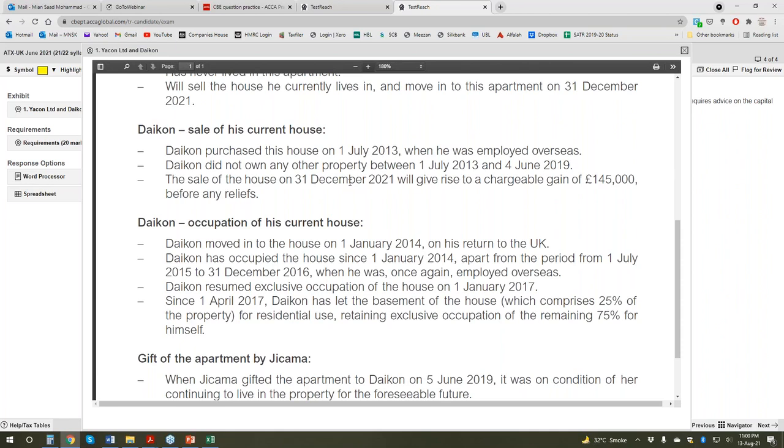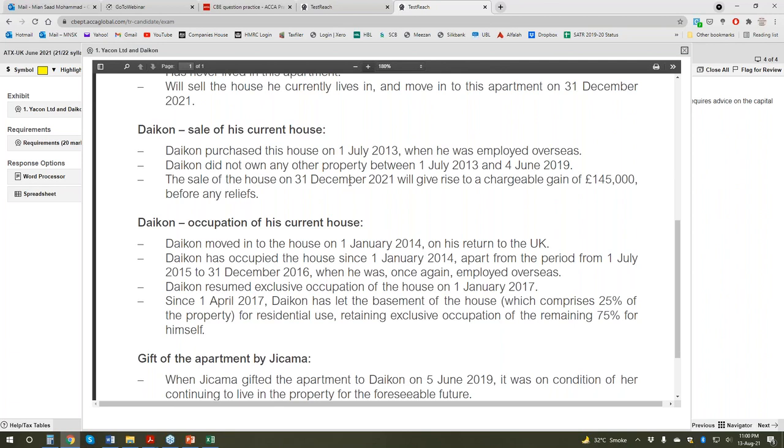D resumed exclusive occupation of the house on 1st January 2017, obviously on his return again. Since 1st April, D has let the basement of the house, which comprises 25% of the property, for residential use, retaining exclusive occupation of the remaining 75% for himself.